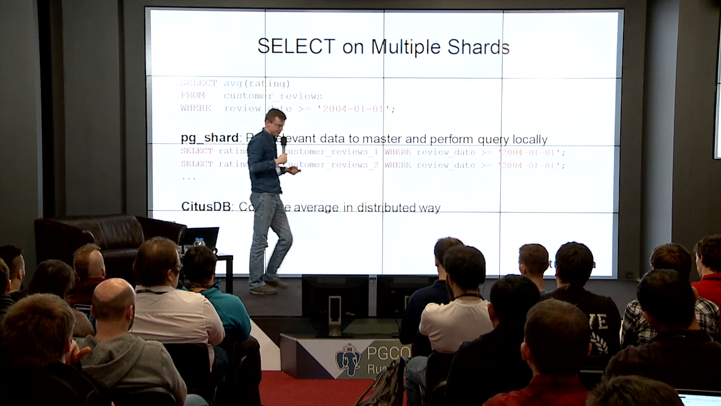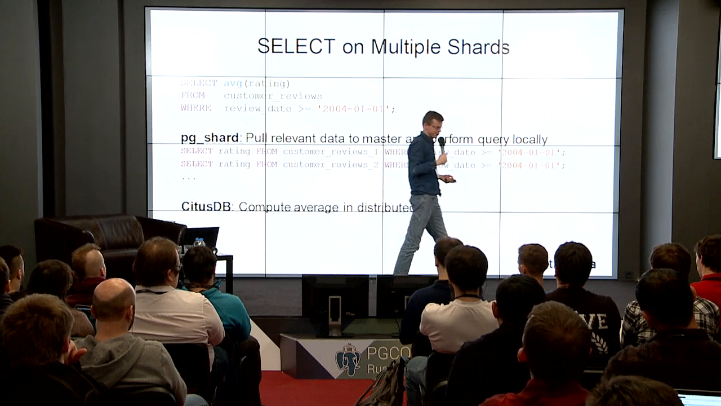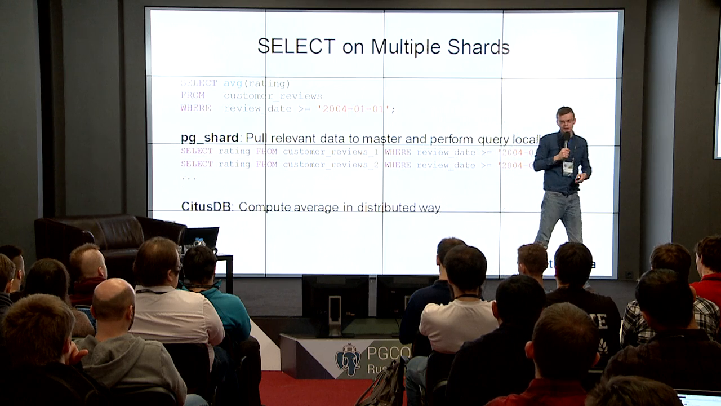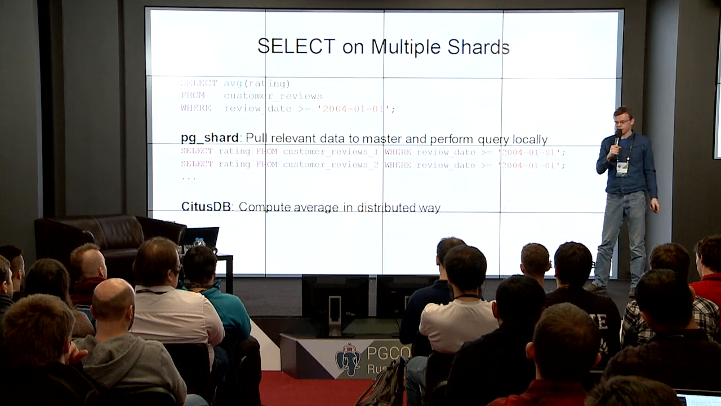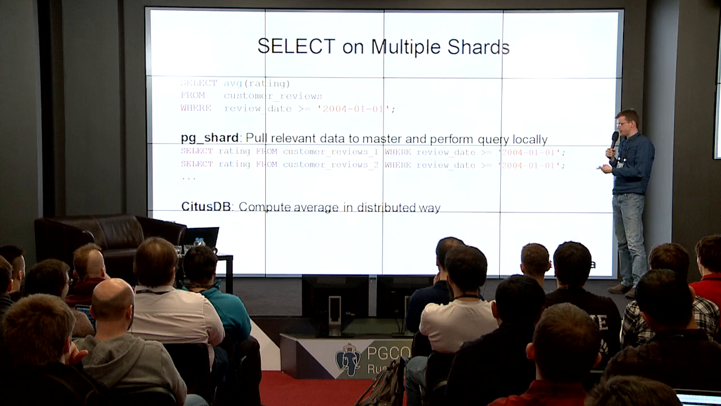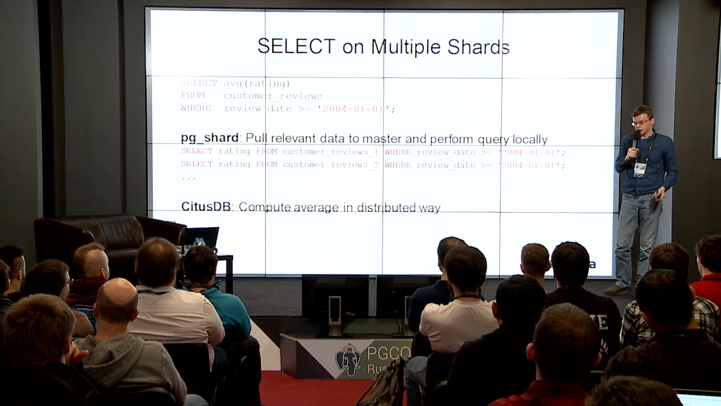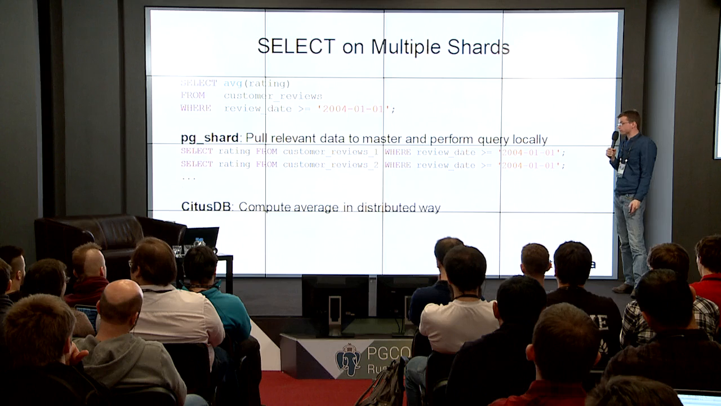Right. So that gives us some idea. PG shard is great for doing single shard queries, and you can scale this out to any number of nodes. Whereas Citus DB is great for doing multi-shard queries, so they go well together as well.